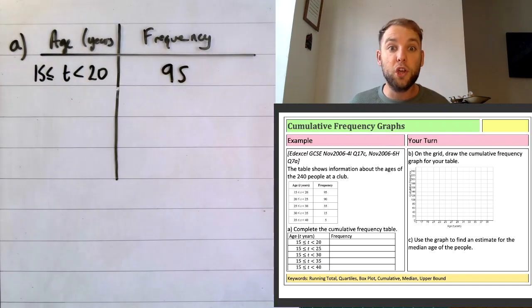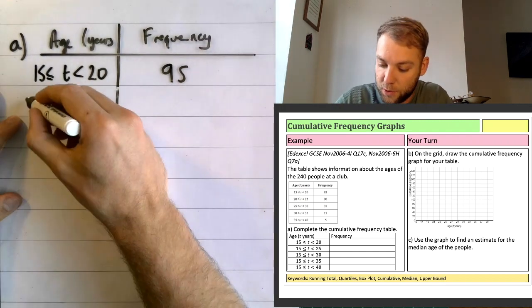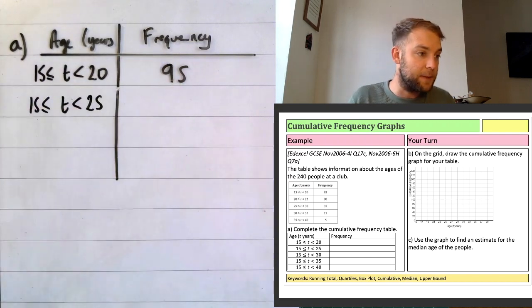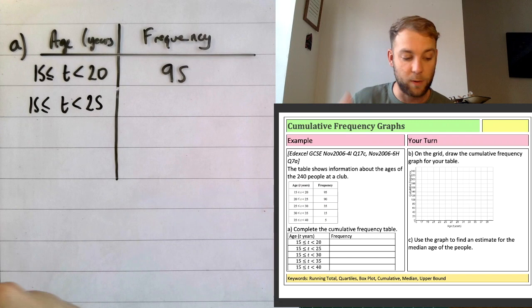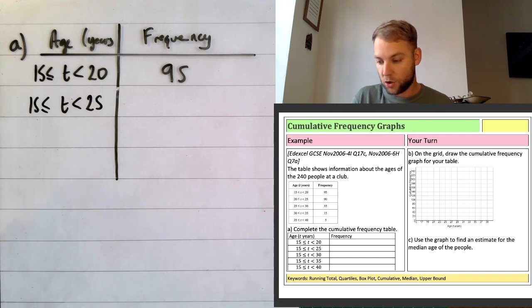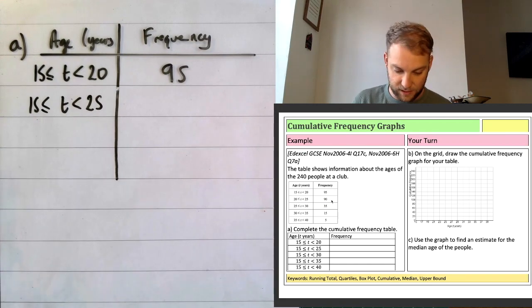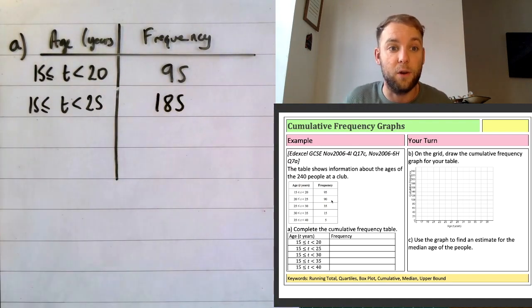So then when we're doing the cumulative, we're going to bring in between 15 and 25. So between 15 and 25 is going to be the 15 to 20, which is 95, plus the 20 to 25, which is 90. So you can see that on here. So 95 plus 90, which in this case is equal to 185. So cumulative, you're bringing those together.